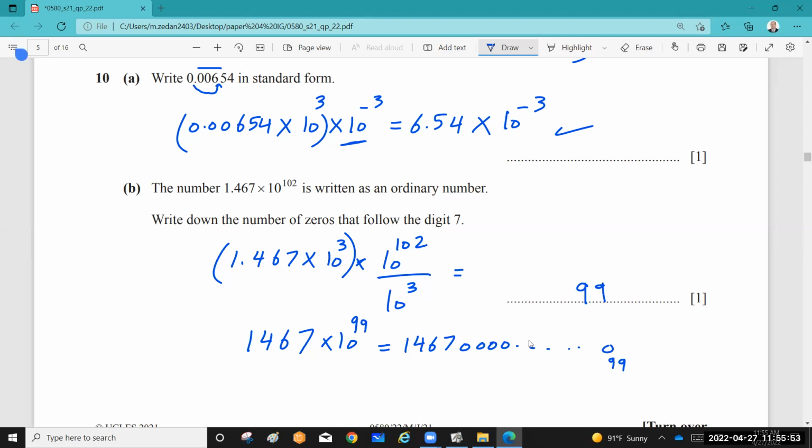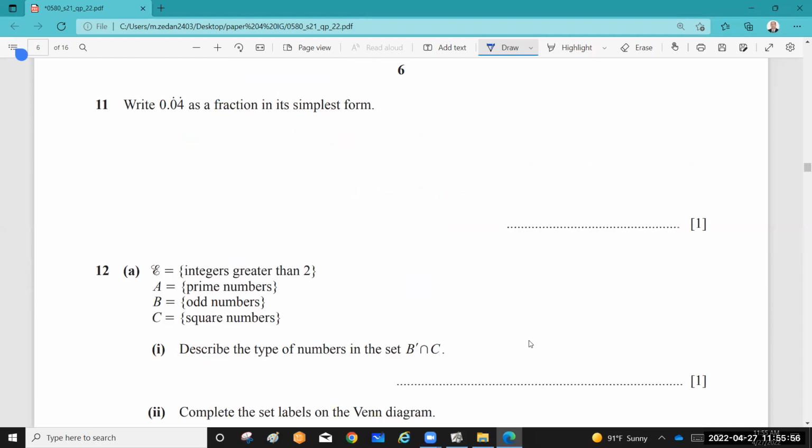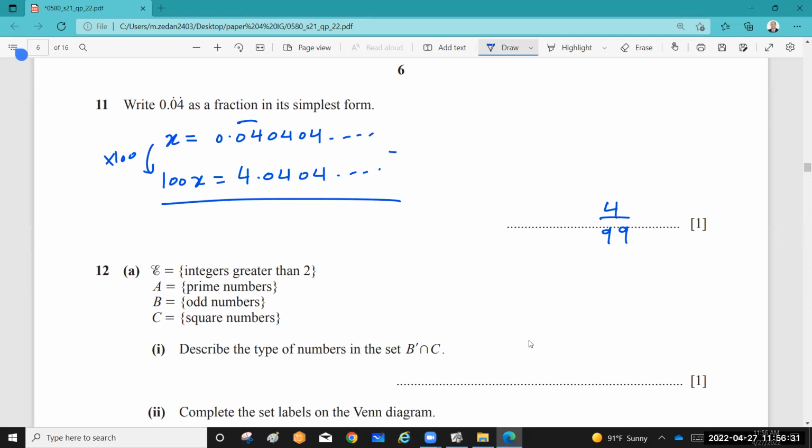Yes. Write down 0.04 recurring as a fraction in simplest form. It's actually 4 over 99. You can see the video where I convert the recurring decimal to a fraction; I can do it quickly for you here. x equals 0.040404 until infinity. You have 2 digits recurring, so you need to multiply by 100. So 100x is also 4.0404 without end.